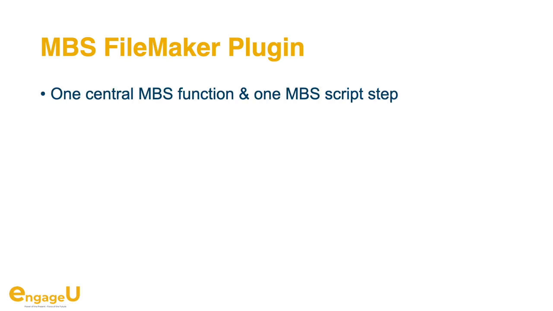The MBS plugin has one central function. That's a decision from 18 years ago, where we started with 50 functions. We didn't want to put all 50 functions in the calculation dialog, which is a good decision because I tested it. If you put 7,000 functions there, the dialog takes 10 minutes to open.